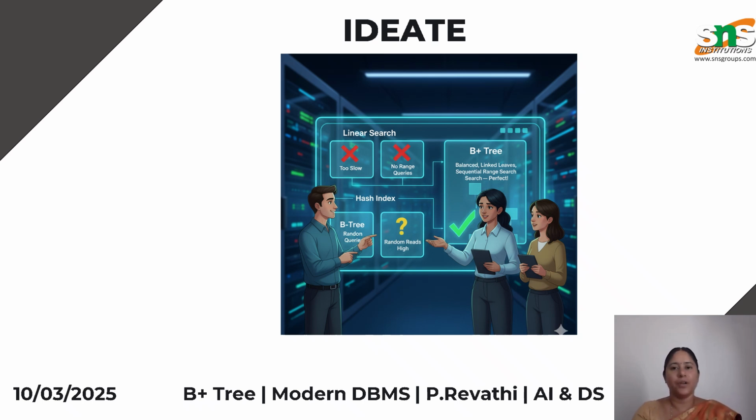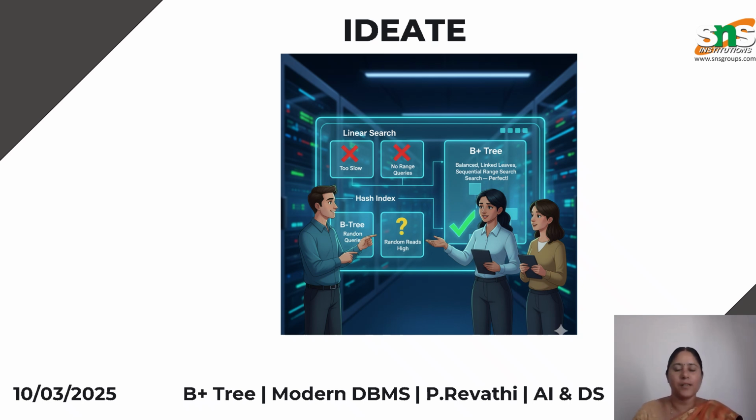Let's imagine we are database engineers working for that bookstore that couldn't find its book quickly. We will start thinking, what are the possible data structures we could use to solve this problem? How can we design one that supports both quick searches and fast range queries? As you watch, try to think along with me: which structure would you choose if you were designing the bookstore's database?